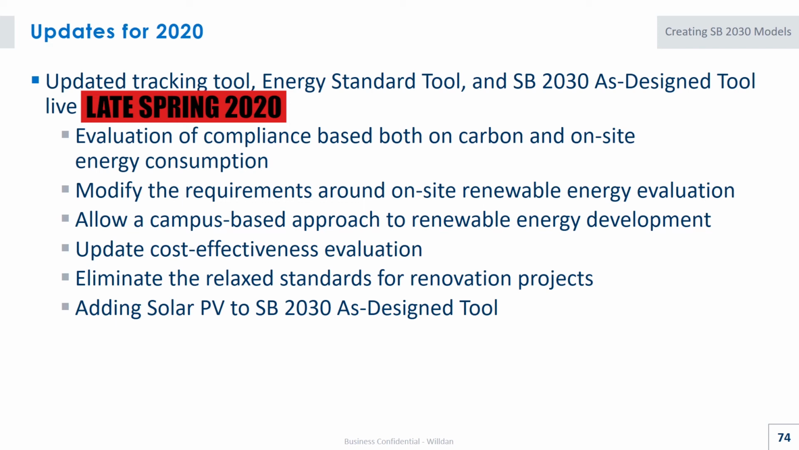It's kind of a fun thing to be competing with, you know, renewable energy versus energy efficiency. I'm okay if either side wins on that fight. So we're going to be reducing it to 12 years to reflect the reduced societal benefits to energy efficiency because of the renewable energy on the grid. Eliminating the relaxed standard for renovation, and as I mentioned, adding PV to the tool.